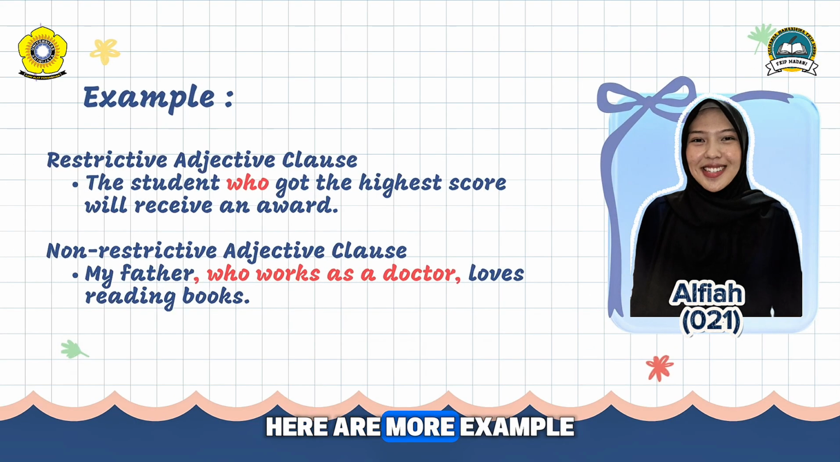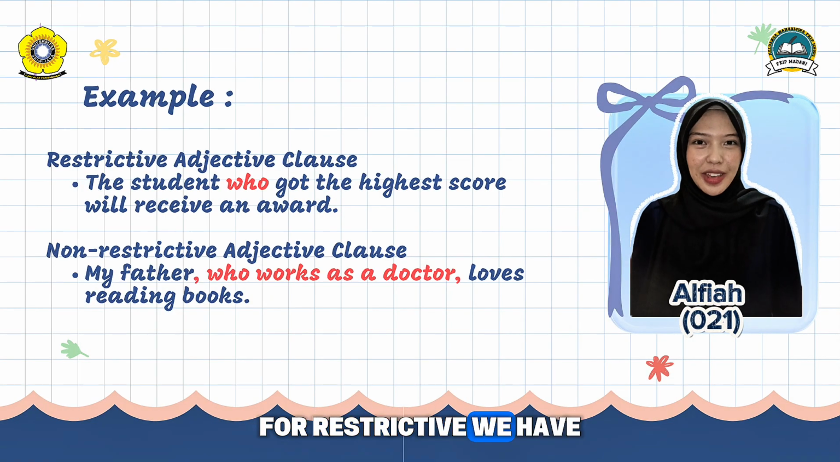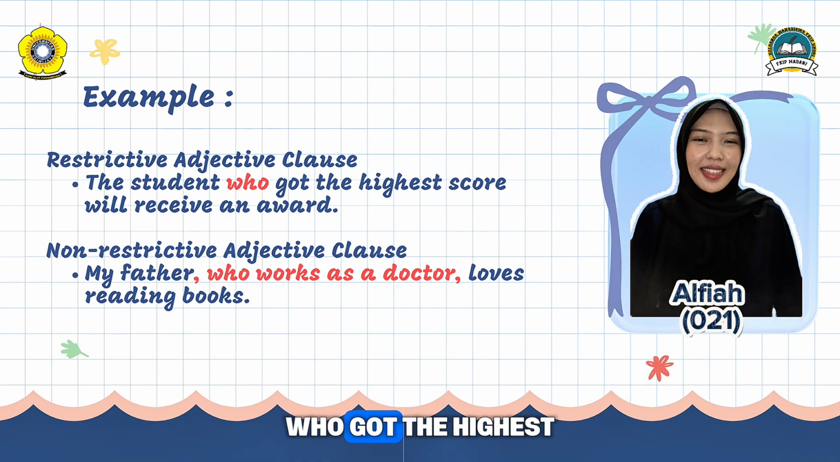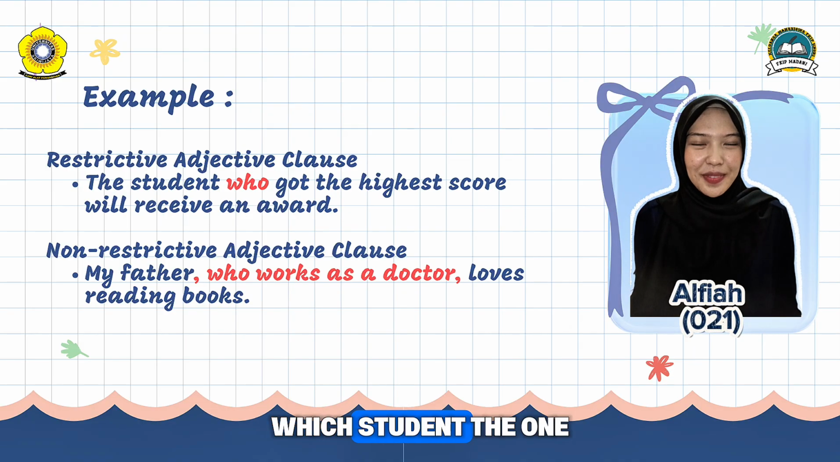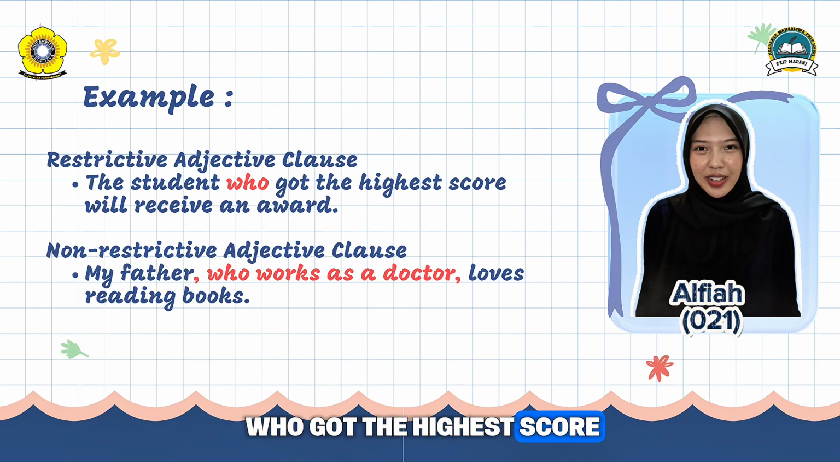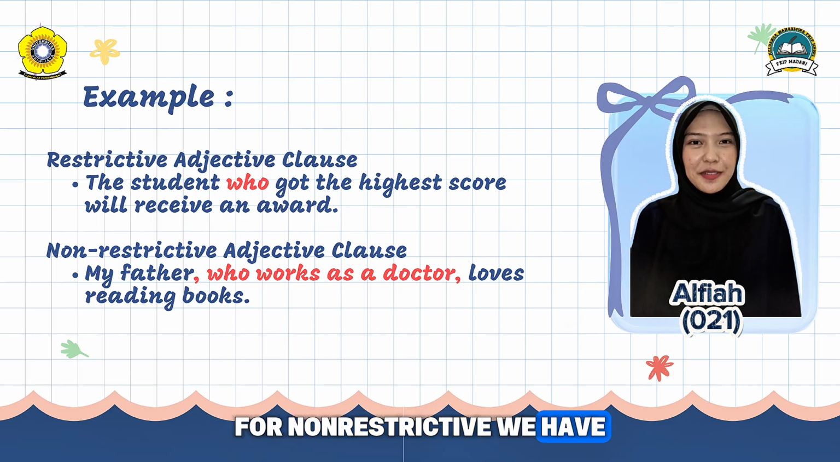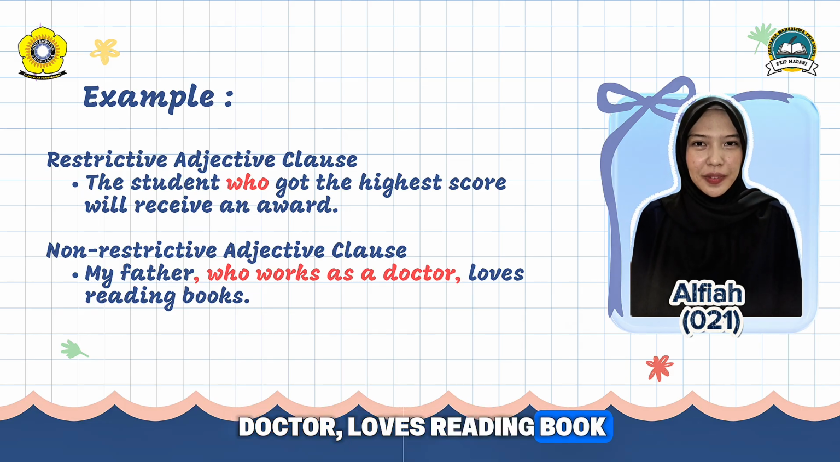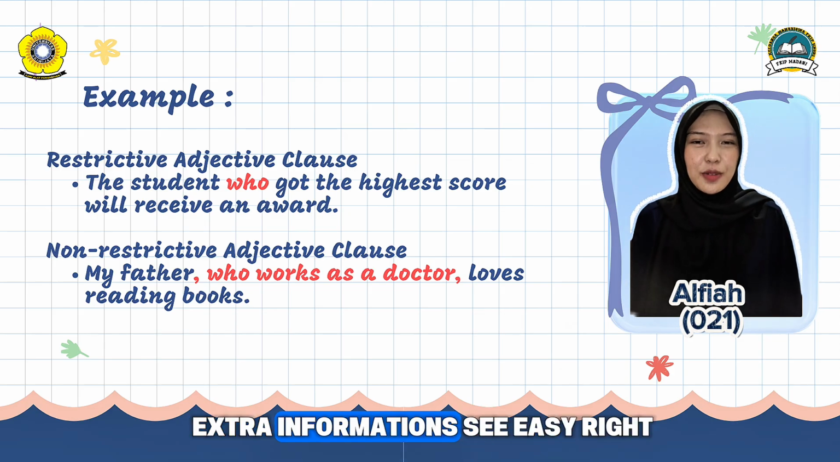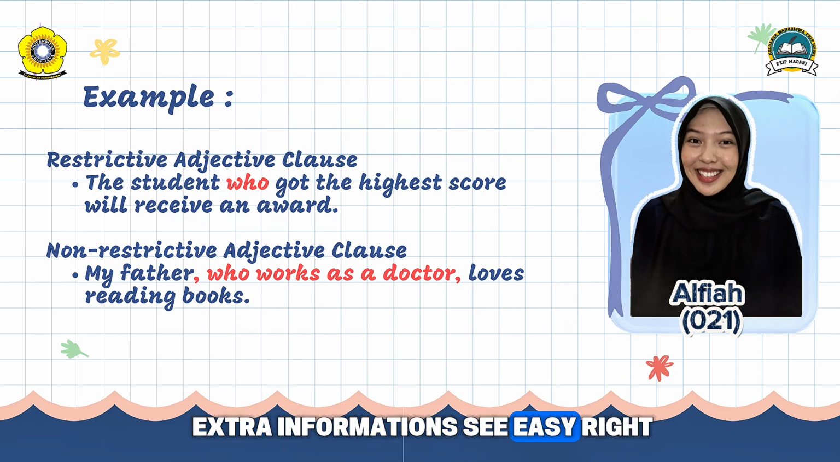Here are more examples. For restrictive, we have: the student who got the highest score will receive an award. Which student? The one who got the highest score. For non-restrictive, we have: my father, who works as a doctor, loves reading books. The clause only adds extra information. See? Easy, right?